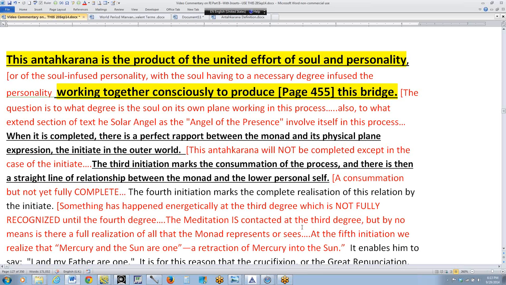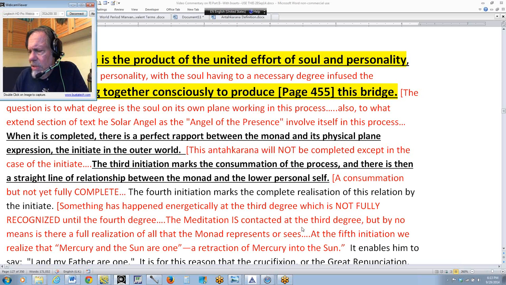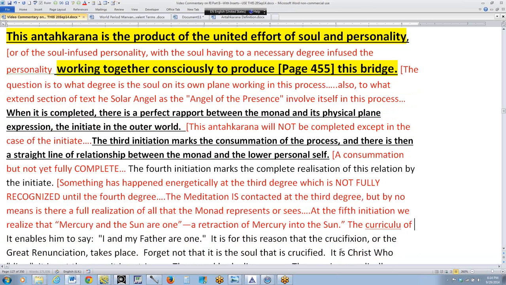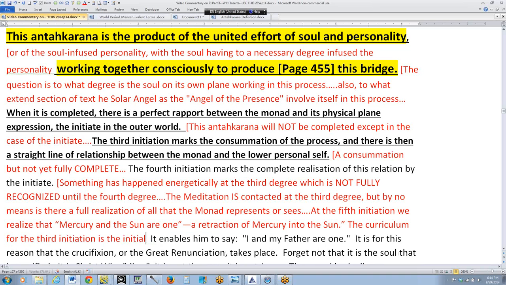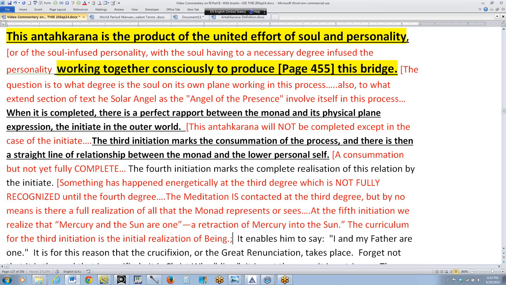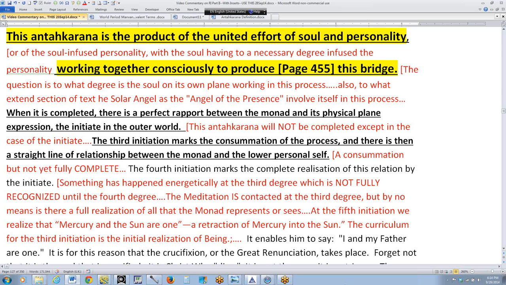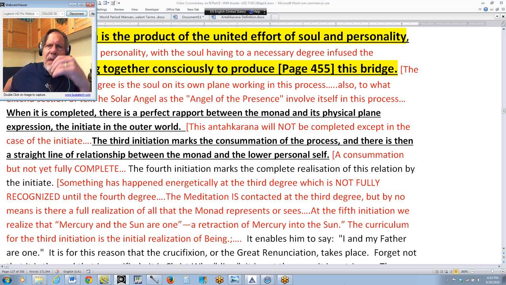So, you know, if the will to be, or to know oneself as being, is becoming very strong, then the man is interesting himself in matters pertaining to the third initiation. Whether or not he achieves that is another matter, but at least that is the curriculum. The curriculum is the initial realization of being. Okay, so the curriculum for the third initiation, no, not third degree, third initiation, is the initial realization of being.